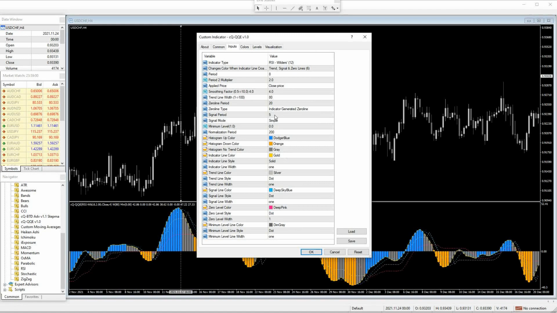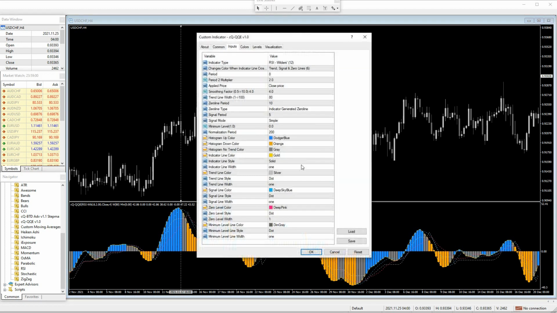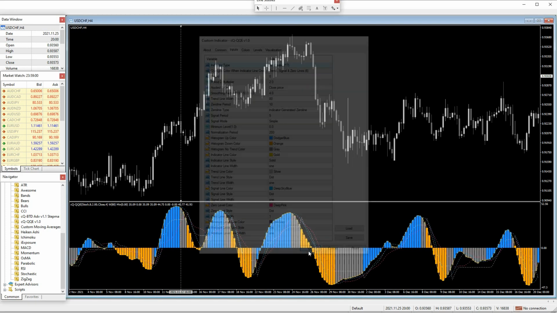If you shorten it, for example, I'll put it to 10. Sure, it follows the trend and the other lines a little closer. So then you can change the applied price if you want. And this period 2 multiplier is mainly for stochastics and MACD. What it does is it multiplies this period by 2, and that's what it's using as the other variable to generate the stochastics.